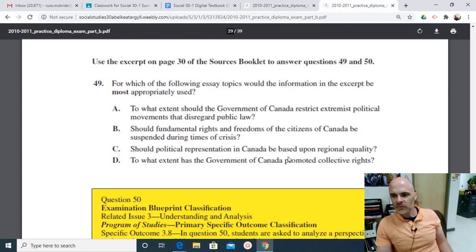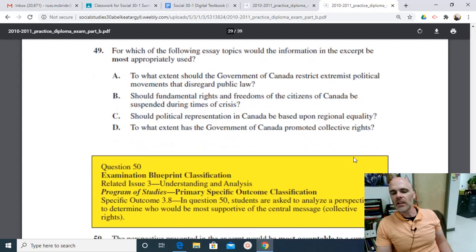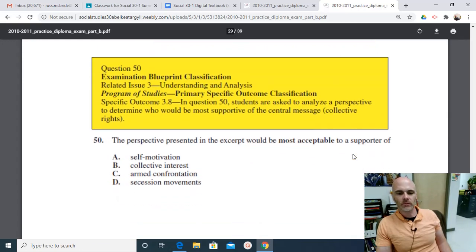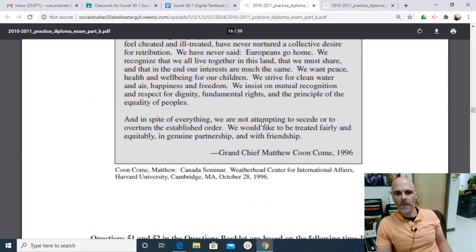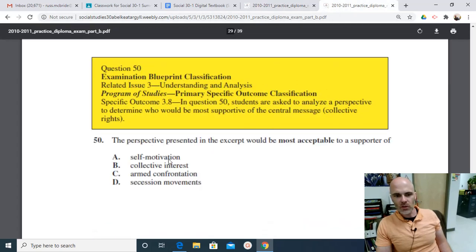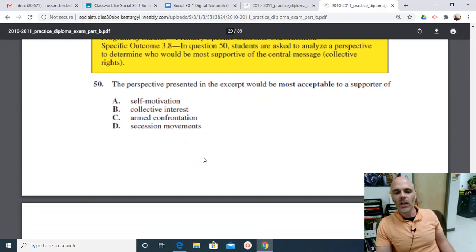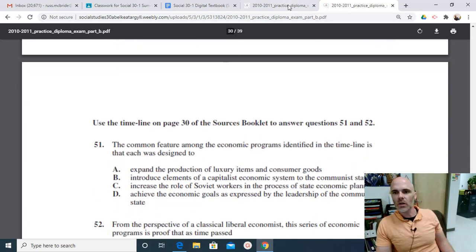I'm seeing, to what extent has government promoted collective rights for the Aboriginal peoples? That's what I'm seeing there. And the next one's on this one too. Perspective promoted would be most acceptable to someone who's a supporter of self-motivation, collective interest of the Indigenous people, armed confrontation? He's saying no. Succession movements? He's saying no. He says no to those things. He's talking about a group, he's talking about what's in the interest of his people. We're going to go collective interest.